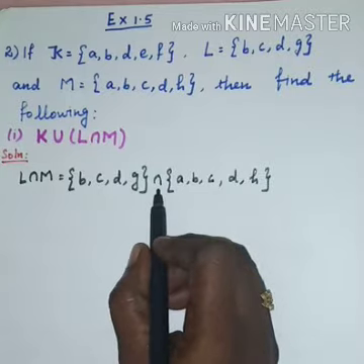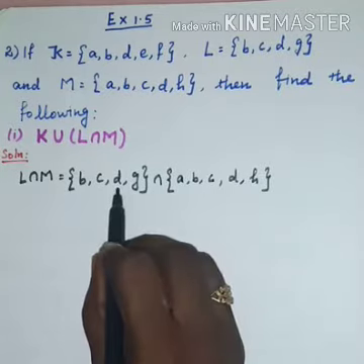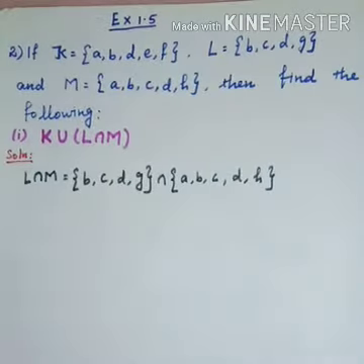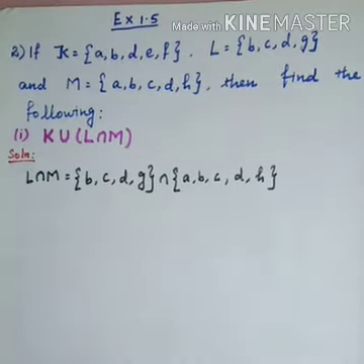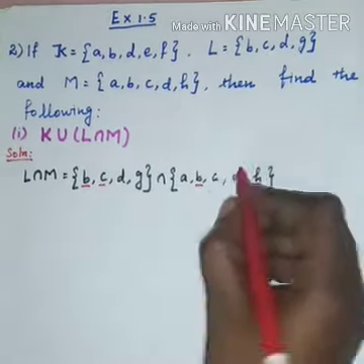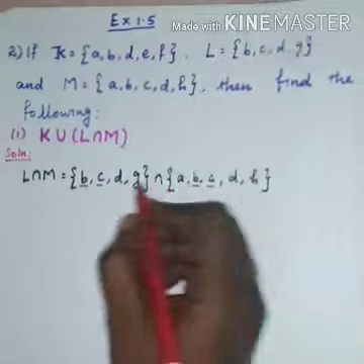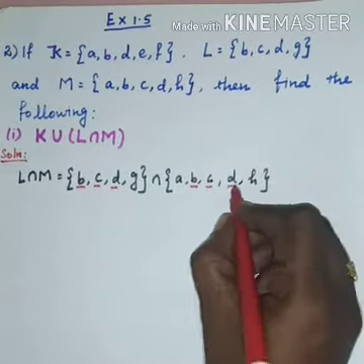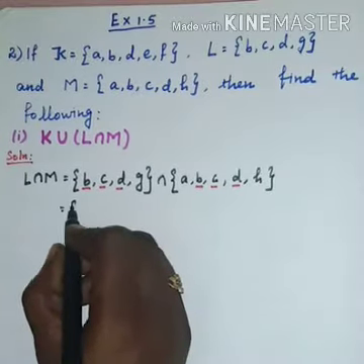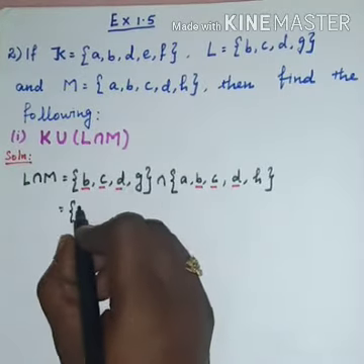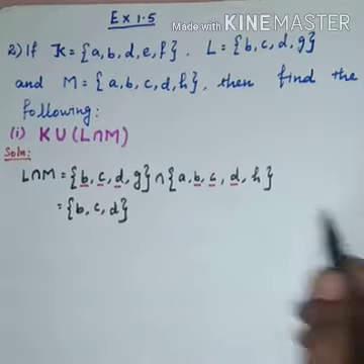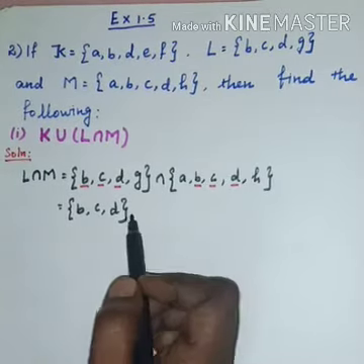Intersection is nothing but we have to find the common element in both the sets. What is the common element in both the sets? So B is the common element and C is also the common element in both the sets, and also D is the common element in both the sets. So what are the answers? B, C, D. So we found L intersection M.